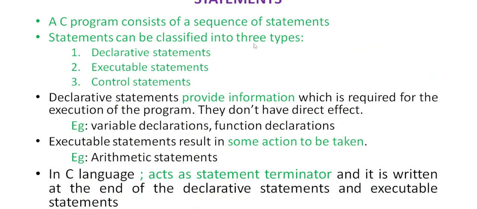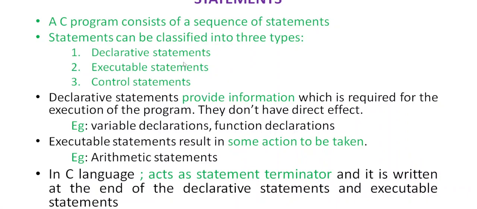A C program consists of a sequence of statements. You have variables, constants, and then you can form expressions. All combined together, they form a sequence of statements. Statements can be classified into three types: declarative statements, executable statements, and control statements.